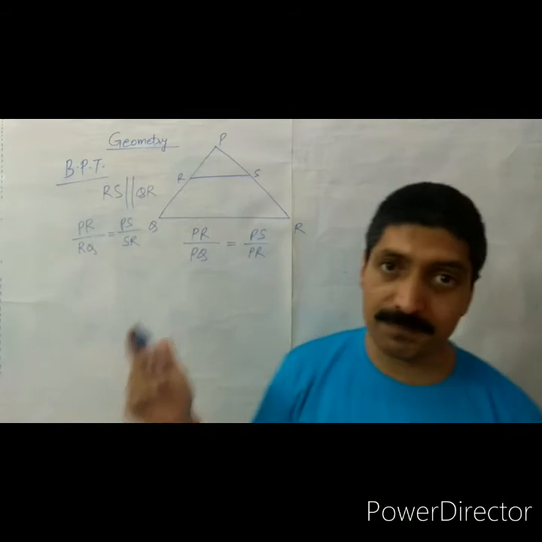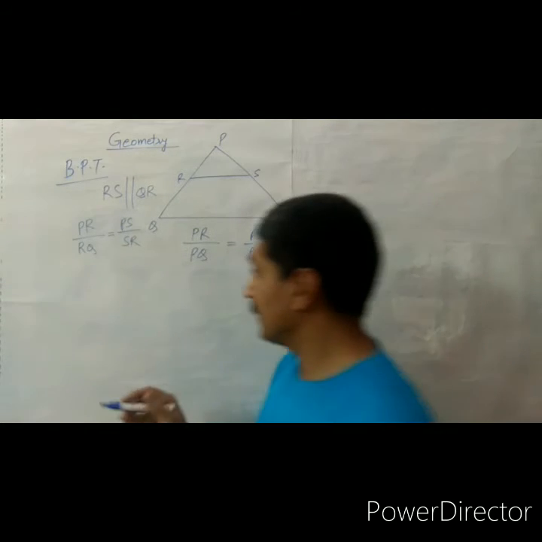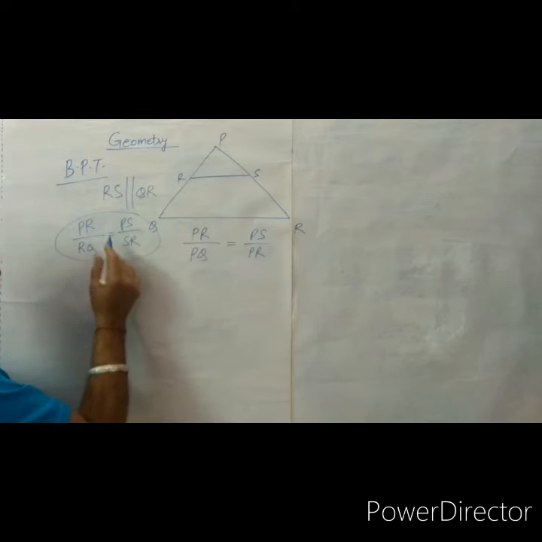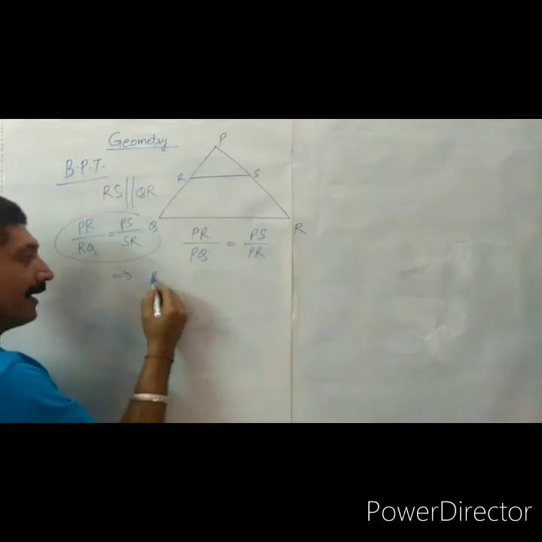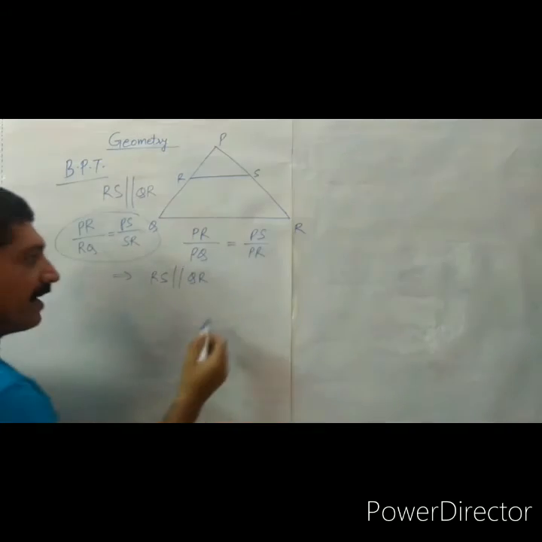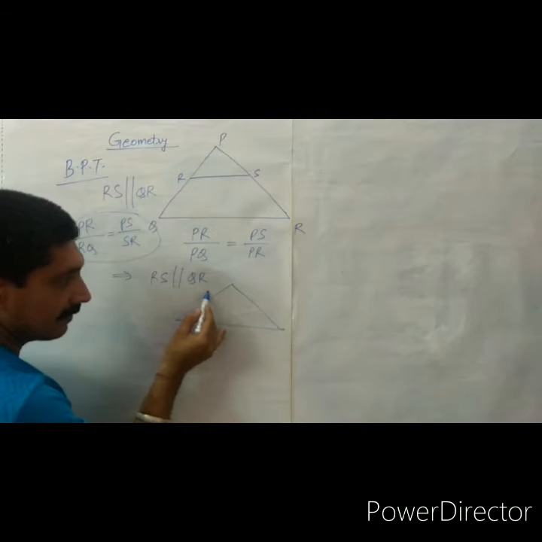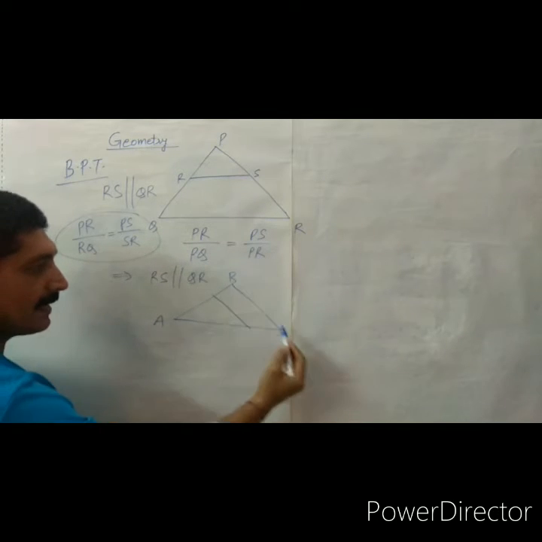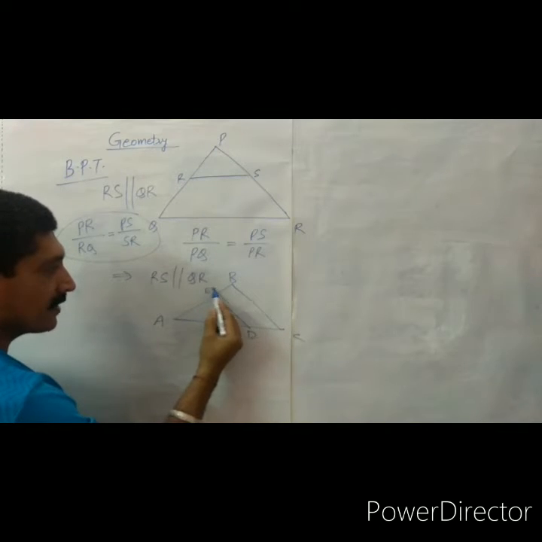So this is the concept of basic proportionality theorem. Now its converse. If the sides are in ratio, if it is given, then the converse definitely says that the line is parallel. So in the first case, if we have any triangle, and in that triangle a line is drawn parallel, suppose here it is A, B, C, and this point is D, and this is E.